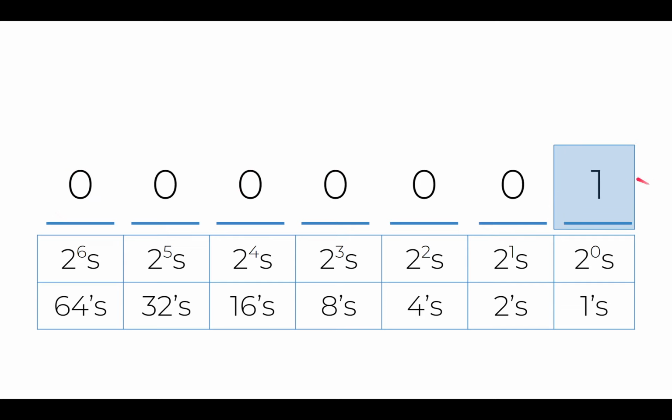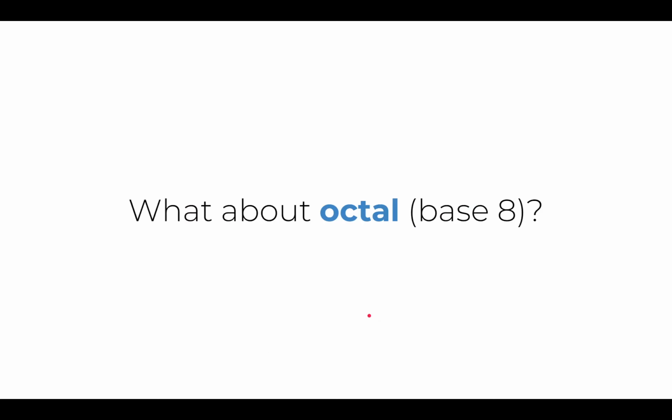Now, let's do some counting. So 0, 0, 0, 0, 0, 0, 1 would just be 1. Now, if we add another 1 here, this would be one group of 2 and one group of 1, so this would be 3. Adding 1 here would make this 7, because we have 1 four, 1 two, and 1 one. And so what is this, for example? This is 1 thirty-two plus 1 eight plus 1 two plus 1 one. So this would be 43.